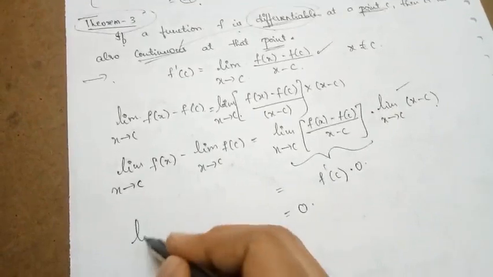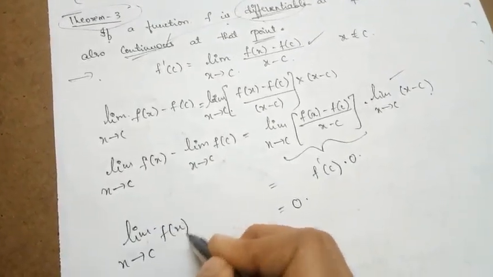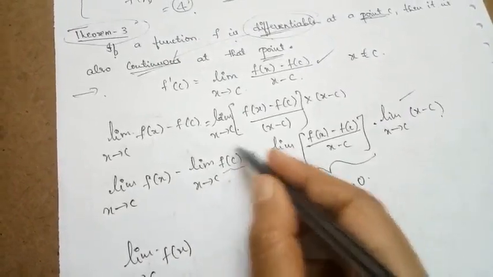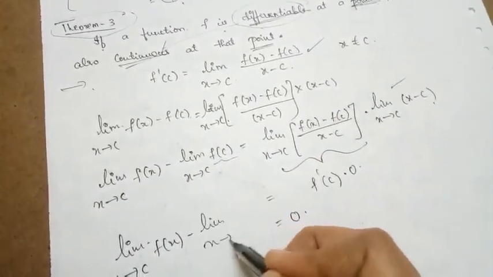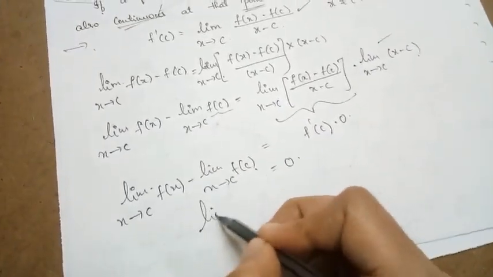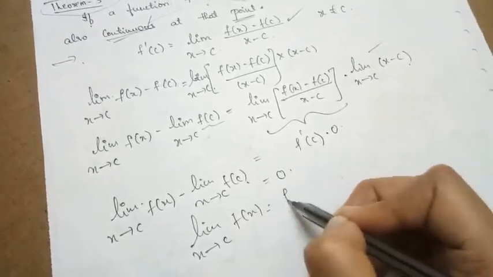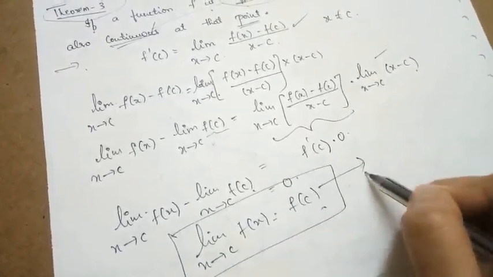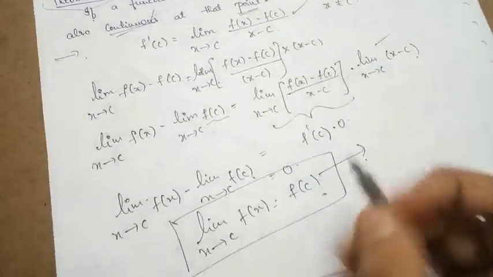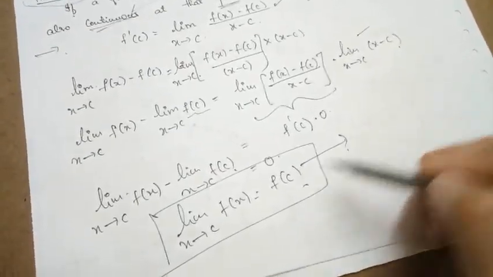So in the LHS we have limit extending to C of f of x, and here C is a constant, so the limit extending to C of f of C is a constant. Now bringing this to the RHS, what are we going to get? Limit extending to C of f of x is equal to f of C. Now what is this statement saying? It is nothing but the definition of continuity, right?